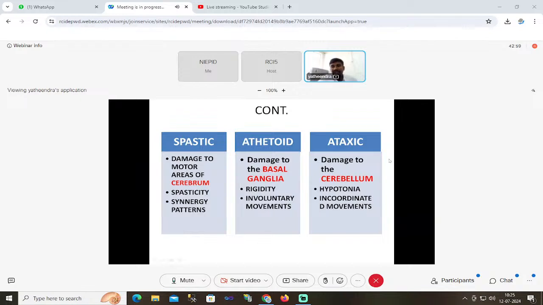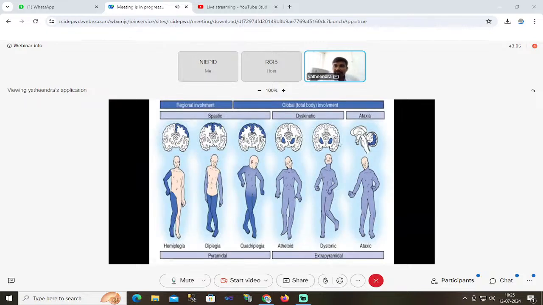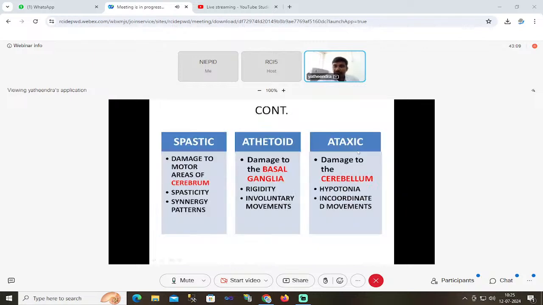Next, the third category is ataxic. Okay, then we can see damage to the cerebellum. Can you see here damage to the cerebellum in the third category? So this area will be affected. Then we will see hypotonia. In the first two cases, we are seeing hypertonia, that is increased tone. But in the third category, we'll see hypotonia, and particularly it is manifested by incoordinated movement, like loss of balance and coordination. So this is the particular difference of the three categories: spastic, athetoid, and ataxic.